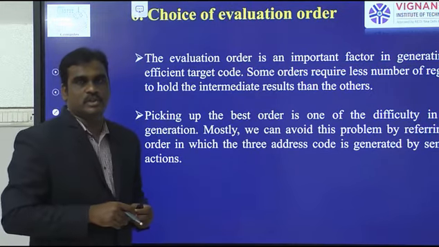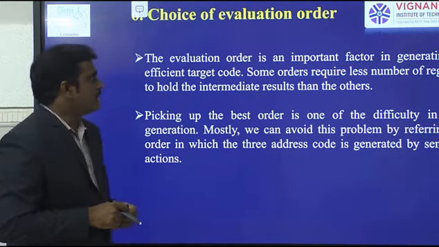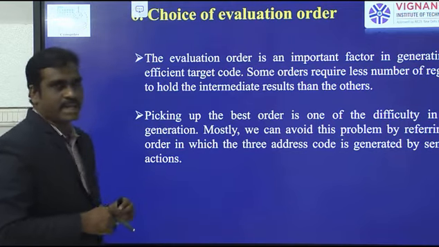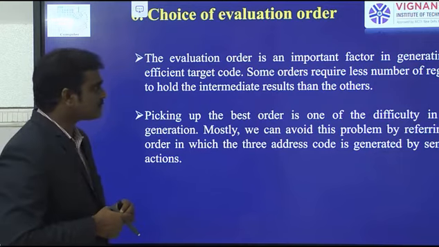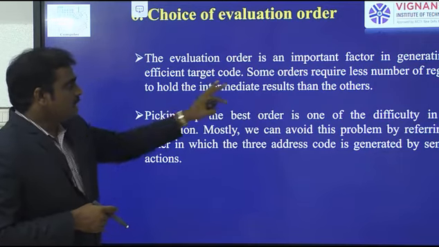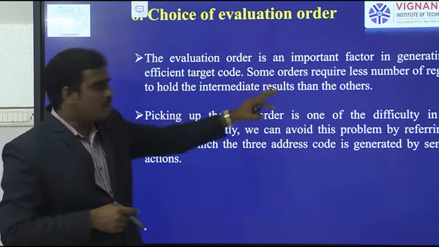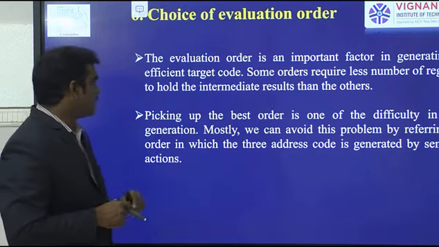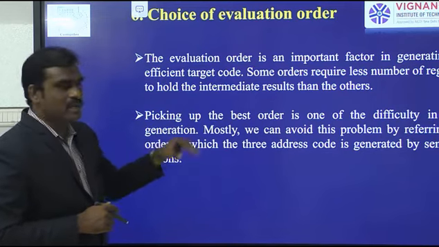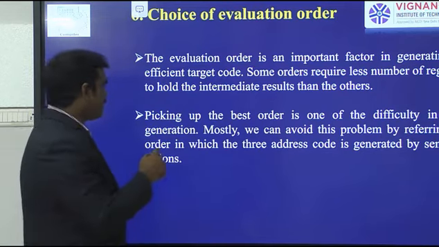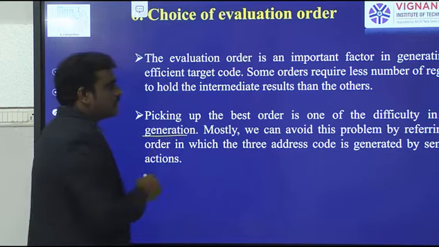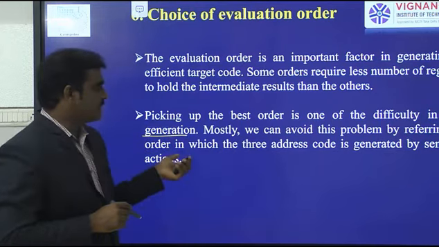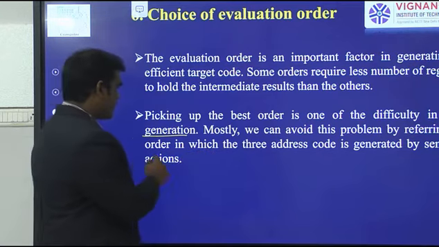And the sixth one is the choice of evaluation order. So here the choice of evaluation order, it is generating an efficient target code. Here we can require less number of registers to hold the intermediate result than the others. So in this case, picking up the best order is one of the difficulties in code generation. So mostly we can avoid the problem by referring the order in which three address code is generated by semantic actions.